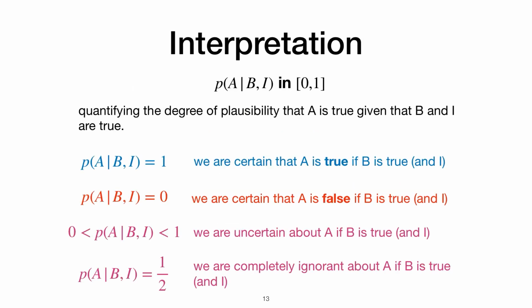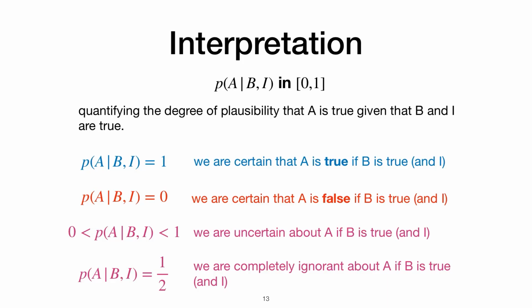Let's talk a little bit about the probability of A given B and I. What does that mean? We're going to assume that this thing is a number between 0 and 1 that quantifies the degree of plausibility that A is true given that B is true, and given that we know that I, the background information, is also true.